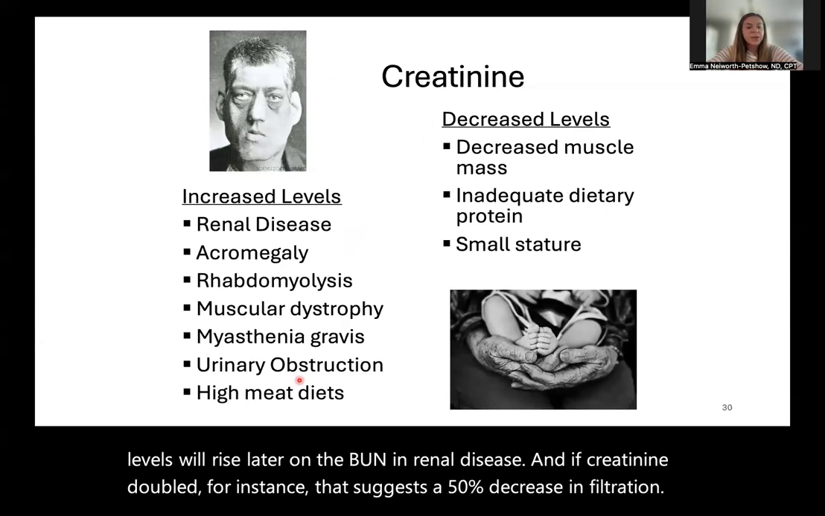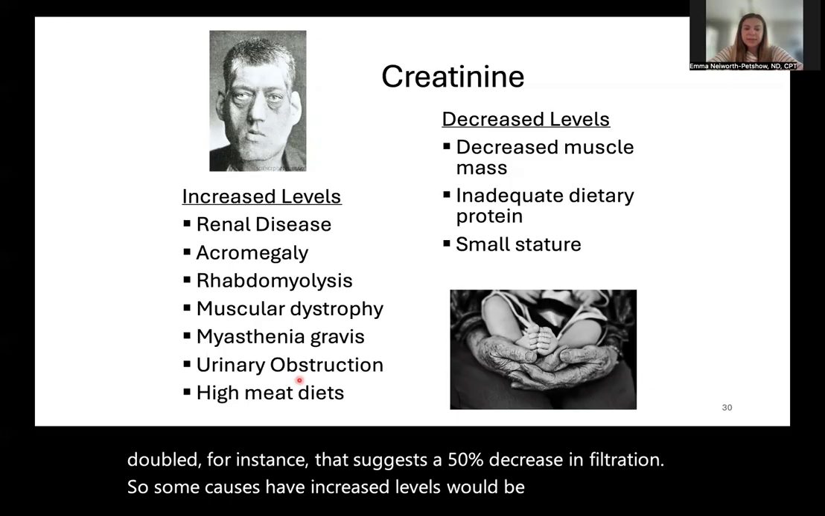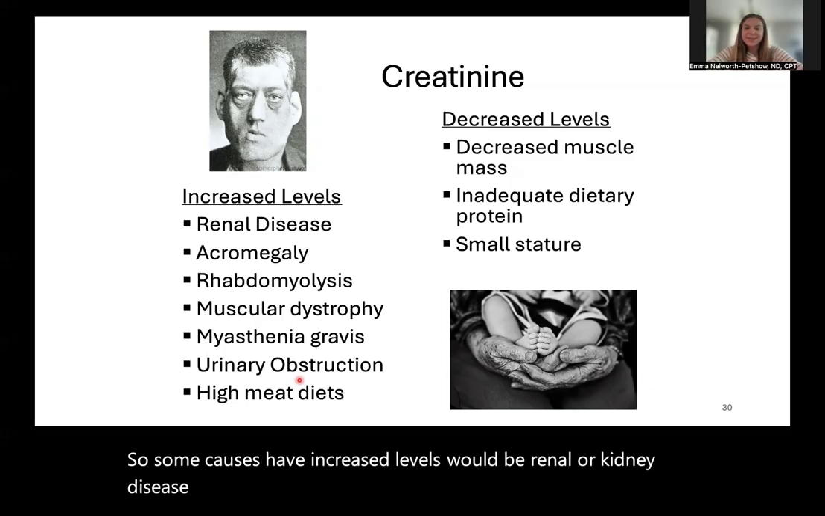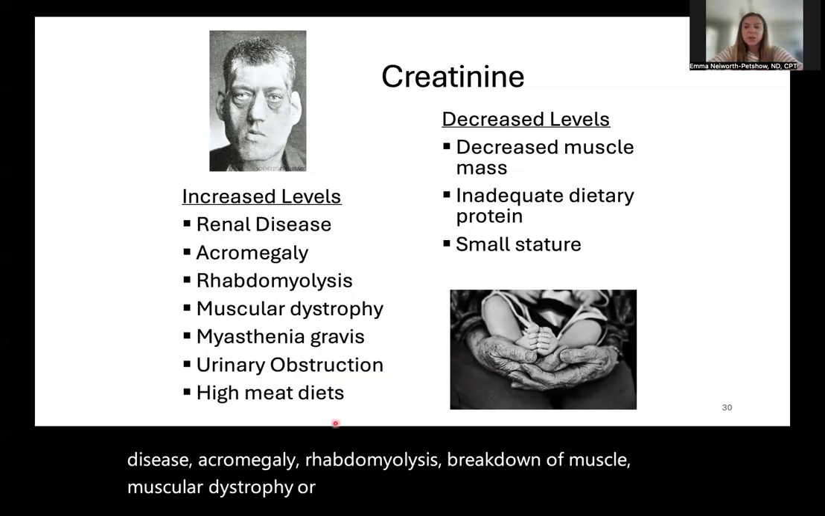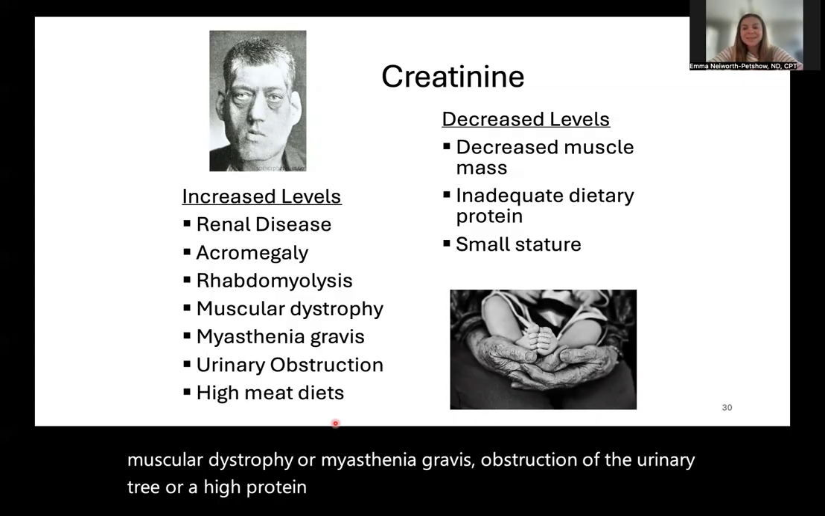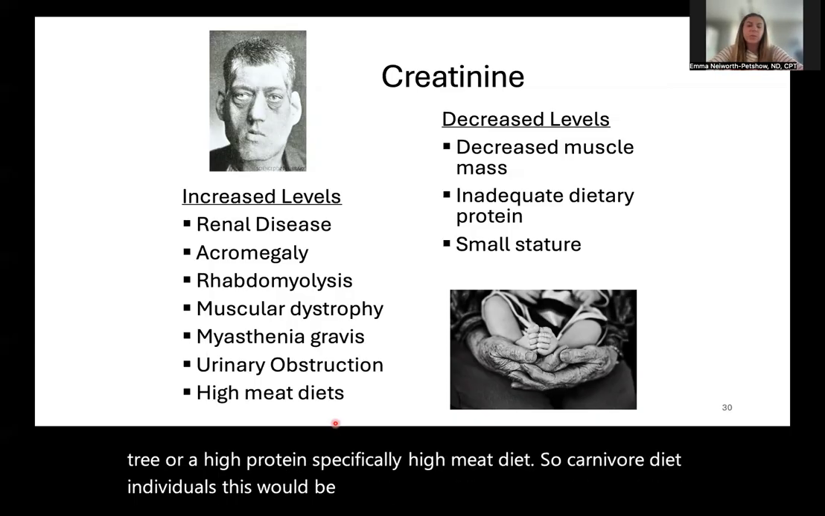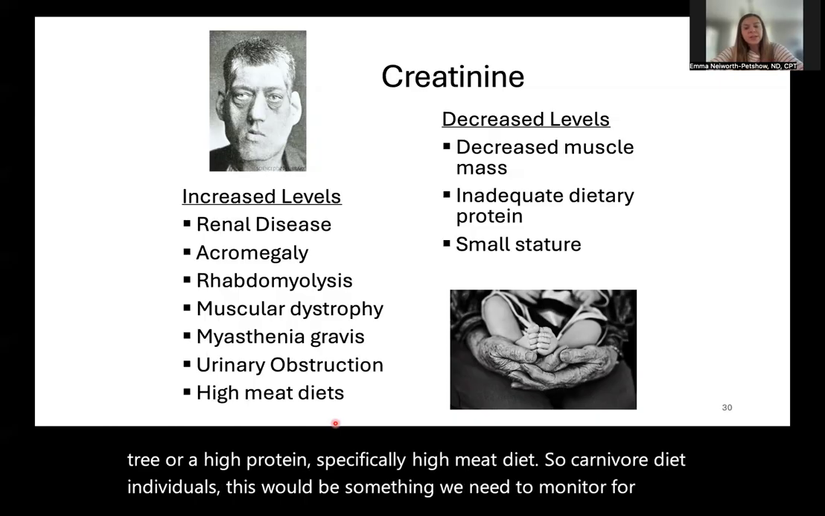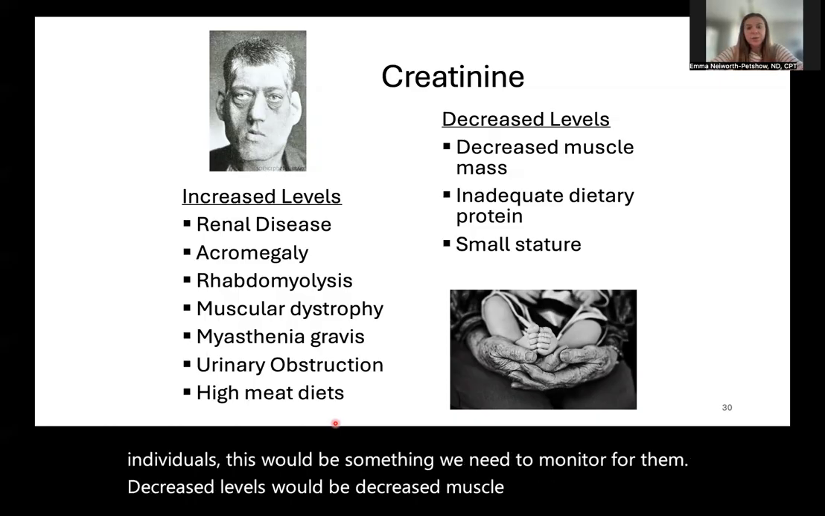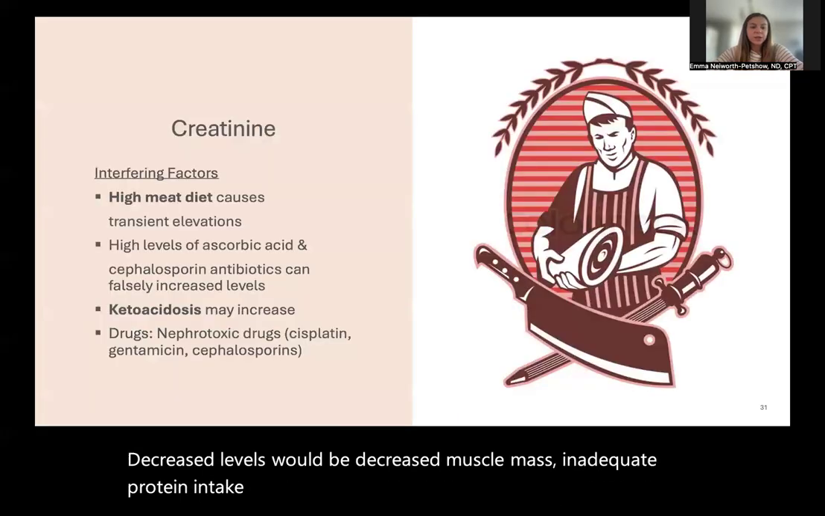So some causes of increased levels would be renal or kidney disease, acromegaly, rhabdomyolysis, breakdown of muscle, muscular dystrophy or myasthenia gravis, obstruction of the urinary tree, or a high protein, specifically high meat diet. So carnivore diet individuals, this would be something we need to monitor for them. Decreased levels would be decreased muscle mass, inadequate protein intake, and a smaller stature.